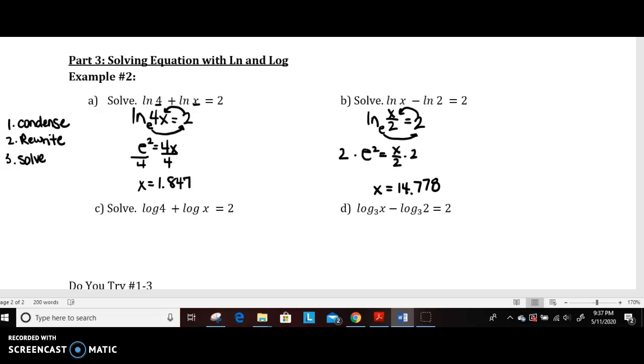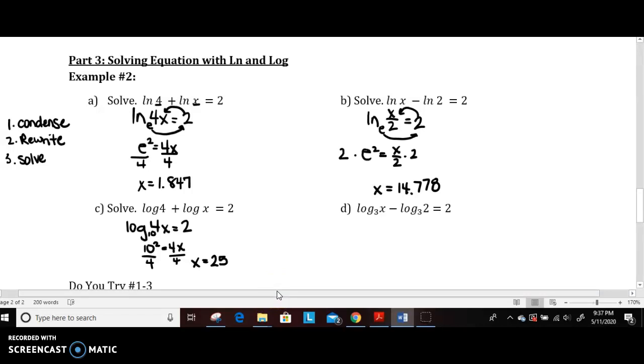I've got addition here in c, so to rewrite this, that's multiplication. Log, there's no base here, so what are we going to assume it is? It's our common log, so it has a base of 10. So 10 to the second power equals 4x. When I rewrite it and divide by 4, x is going to be 25.